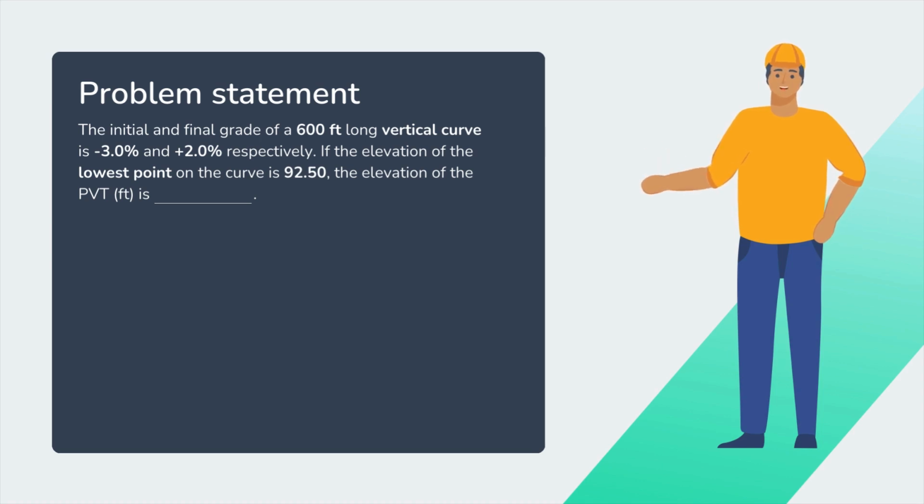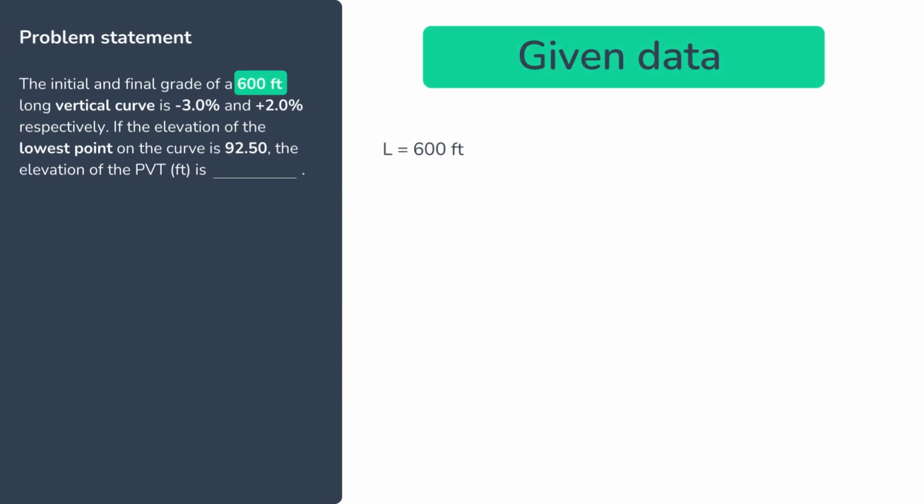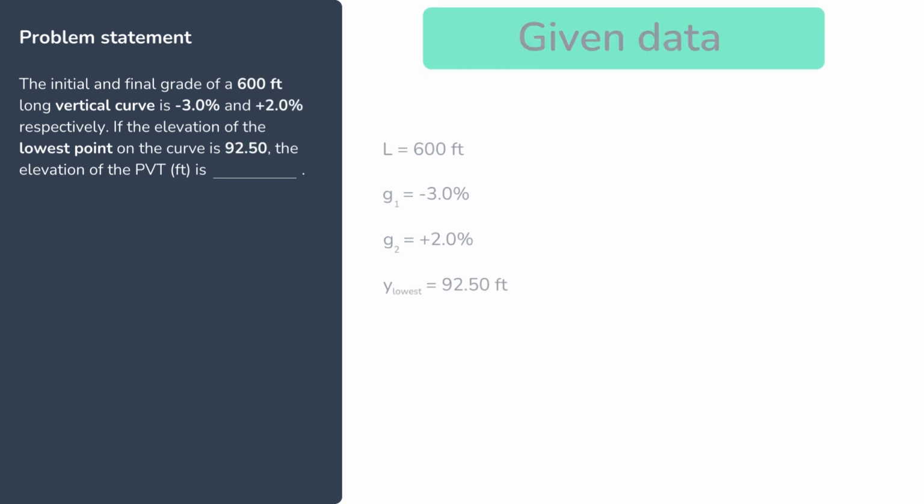Vertical curves are essential in civil engineering as they provide smooth transitions between different grades along roadways or railways. Let's start by looking at the given data in our problem statement. We are given the curve length equals 600 feet. The initial grade equals minus 3.0%, final grade equals 2%, and elevation of the lowest point equals 92.50 feet.